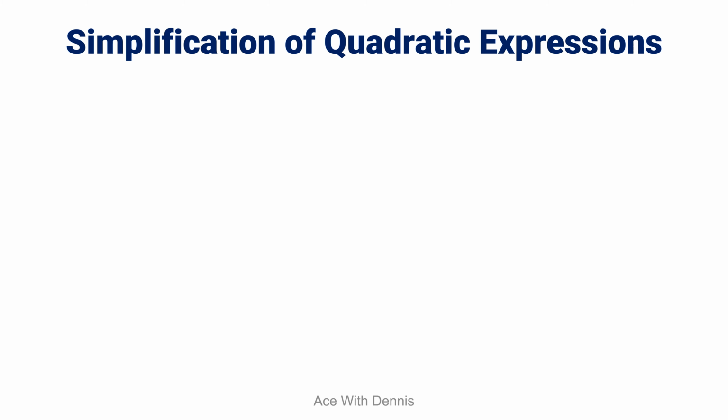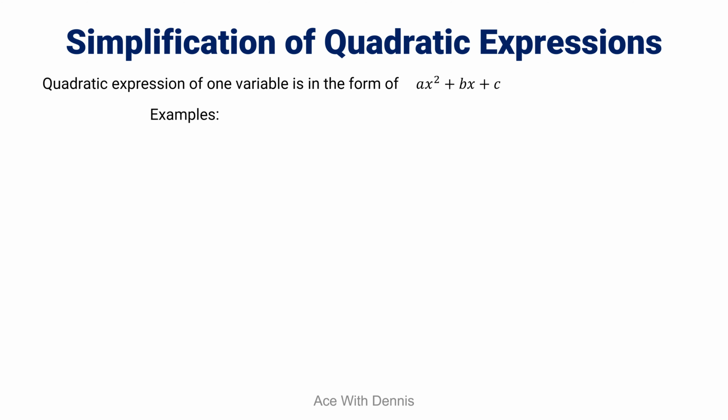Simplification of quadratic expressions. A quadratic expression of one variable is in the form of ax squared plus bx plus c. Here are some examples, like 3x squared plus 2x plus 1, 2x squared minus 5x minus 6, and 7 plus 4x minus x squared. So these are quadratic expressions of one variable.